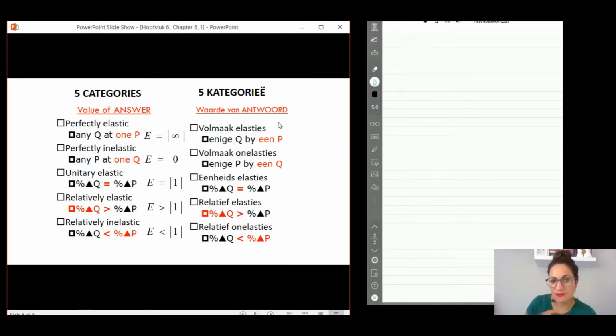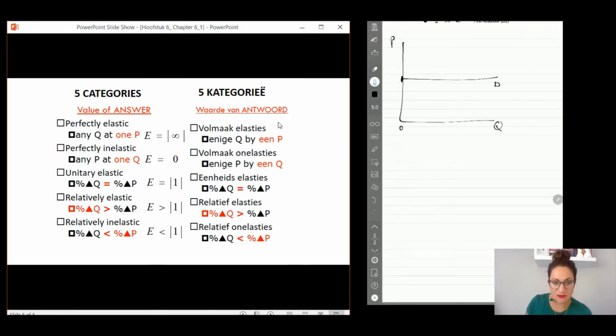So the first type is perfectly elastic. What perfectly elastic is, you have price on your x-axis, Q on your y-axis, and then you have your demand curve or your supply curve, doesn't matter. Remember, the principle stays the same. Your demand curve runs horizontally because it means that your producer or your consumer is extremely sensitive to price changes. So even a small change in price will result in your quantity dropping to 0.